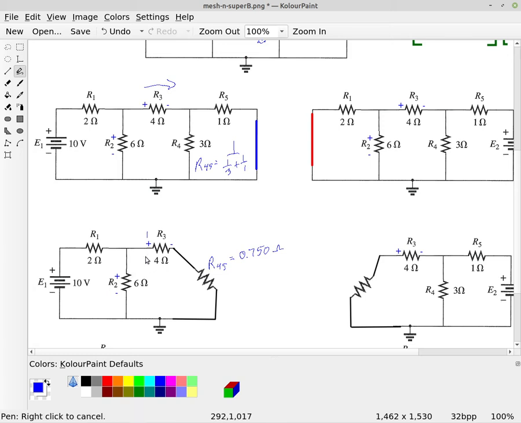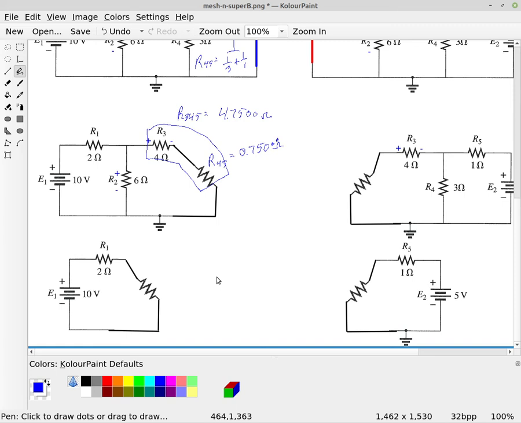And so now we can see that R3 is in series with this parallel combo, and so we have a resistor, call it R345, that is simply 4.75 ohms. And remember, when you're doing these calculations, you should take it out to at least 5 digits so that you prevent any round off.